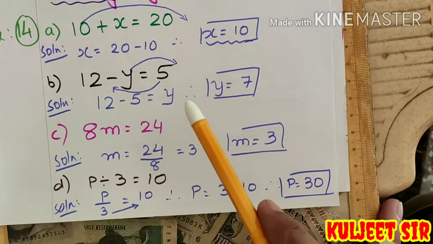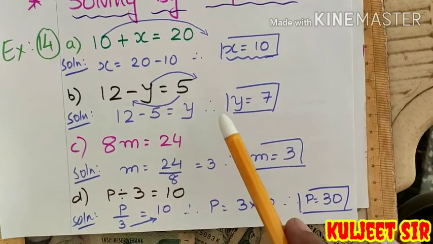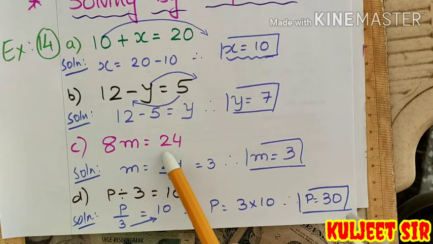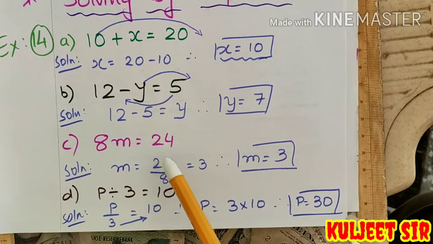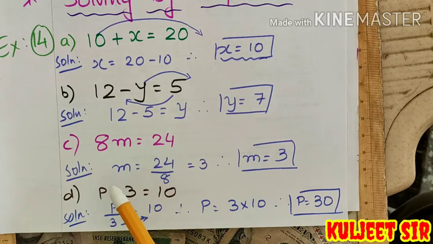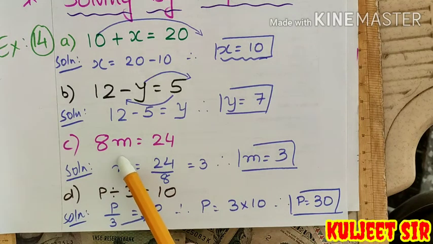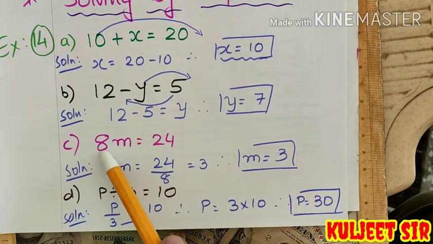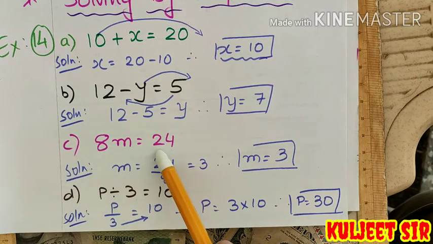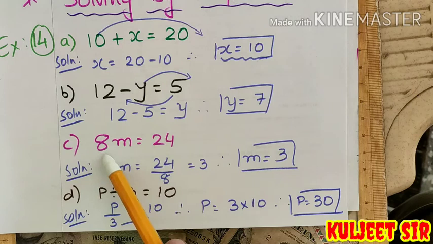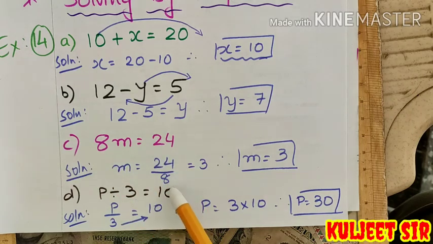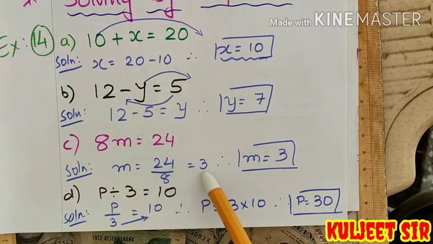Similarly, when you have the next one, 8m is equal to 24. Again I have to get the value of m. So what will I do? I'll keep the m constant over here and I will take this 8 below 24. So it becomes 24 upon 8. 8 ones are 8 and 8 threes are 24. I get 3 as my answer, and that is the value of m is equal to 3.